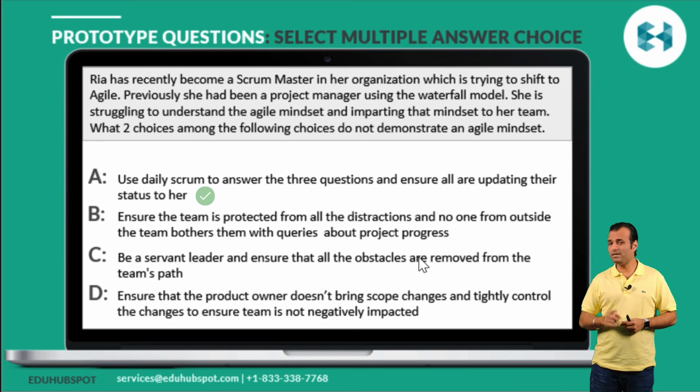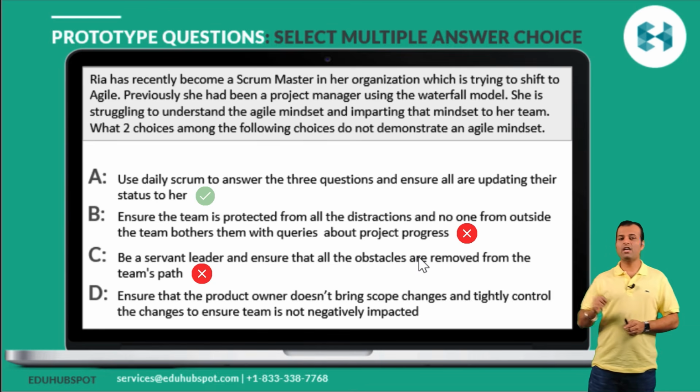So B is not the correct choice. So you can eliminate that. C, be a servant leader and ensure that all the obstacles are removed from the team's path. Exactly. This is what your agile mindset is. They expect the agile coach, the Scrum Master, to be a servant leader. So option C is also a choice which is demonstrating the agile mindset. So that's gone as well. This will not be the correct answer choice.